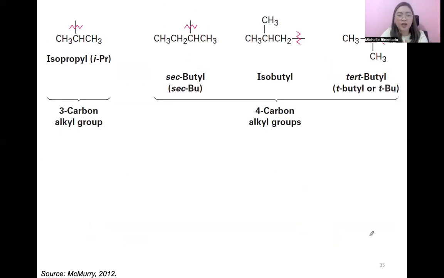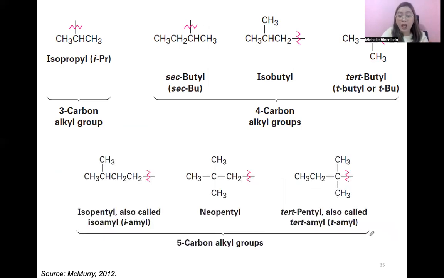So let's have a quick recap. We have isopropyl, sec-butyl, isobutyl, tert-butyl. Also, guys, isopentyl, also known as isoamyl, neopentyl, tert-pentyl. Okay, so this is how we form the alkyl groups.